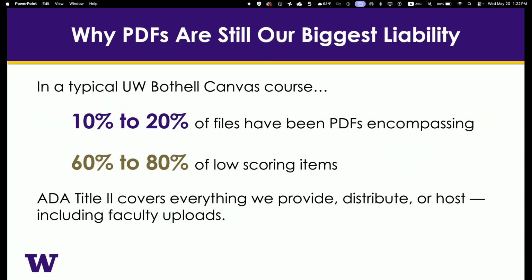Okay. So PDFs are still our biggest liability. Why? We're used to them, they're easy to create, everybody knows how to use them. People ask for them, students ask for them because they're used to it. And they want to be able to download something easily and put it into ChatGPT if it's an article they need to read.